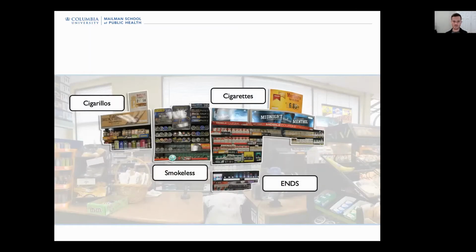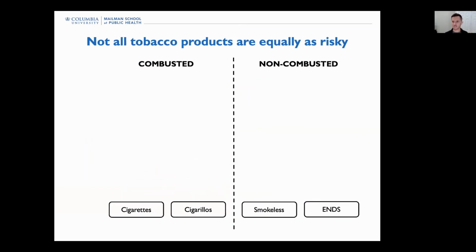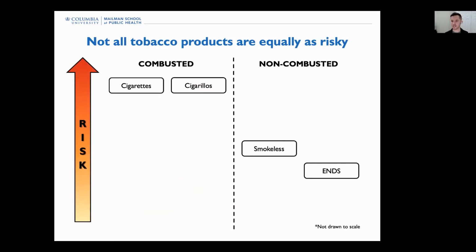Now, although there are many different kinds of tobacco products on the market today, something that we need to recognize is that not all of these products carry the same level of risk. And the risk is largely differentiated by whether or not the products are combusted. So products that are burned with fire and inhaled typically release a lot more chemicals, expose the user to a lot more toxicants and carcinogens, things like carbon monoxide, tar, compared to non-combusted products. Now, that's not to say that non-combusted products aren't risky or are risk-free.